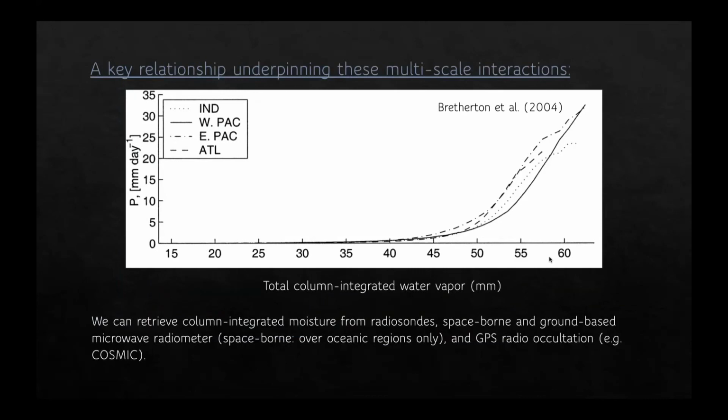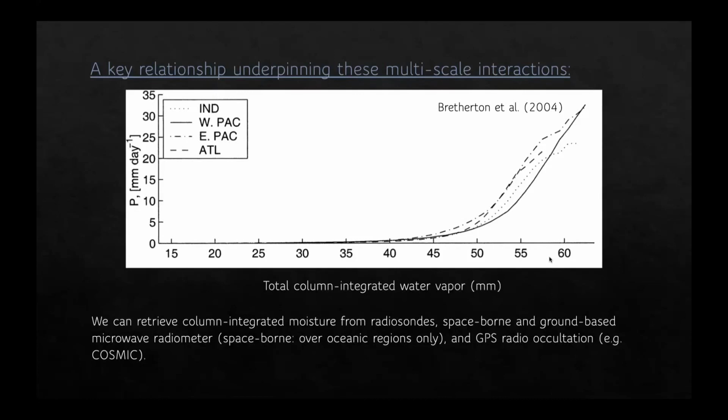And so I'll start, if I may, by framing the discussion with a key relationship that's underpinning these multi-scale interactions, which is this relation between column integrated water vapor and precipitation. This is known to be acting on multiple scales, and this is shown at the daily scale. I'll show a number of examples at the subdaily scale, but we've really been able to improve our understanding significantly of the coupling between the thermodynamic environment and precipitation using these bulk metrics like column water vapor, because they're easy to retrieve, both from, for instance, radiosondes, but also microwave radiometers from space, and also using GPS radio occultation.